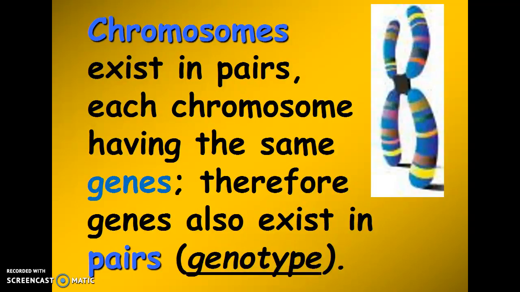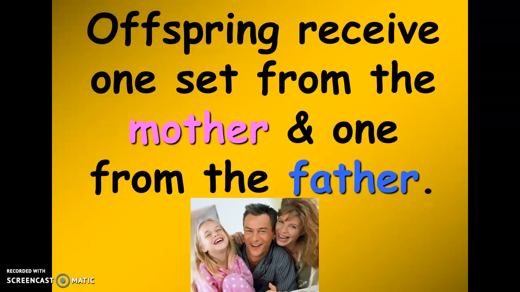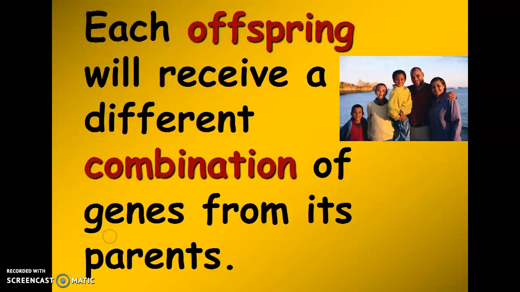Chromosomes exist in pairs, each chromosome having the same genes. Therefore, genes also exist in pairs, called genotype. So we represent genes with letters. Your genes come in pairs, one from mom and one from dad. Your genes are called genotype. Offspring receive one set from the mother and one from the father. Each offspring will receive a different combination of genes from its parents.